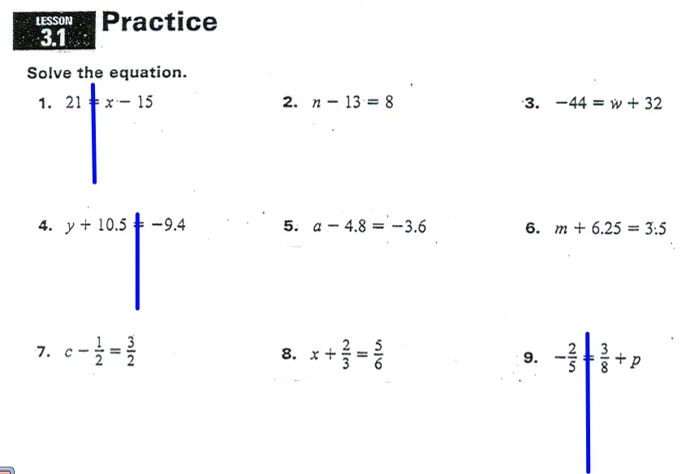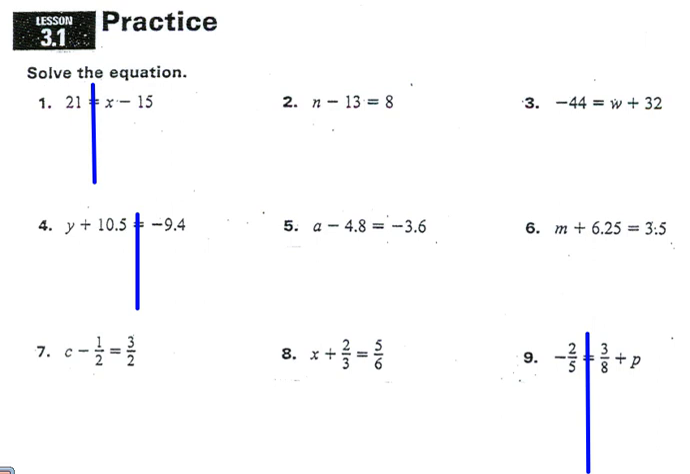So the first thing you need to do is make sure that you locate your equal sign and then determine what to undo. So when you see addition, you're going to undo it by subtraction. When you see subtraction, you're going to undo by addition, so on and so forth.